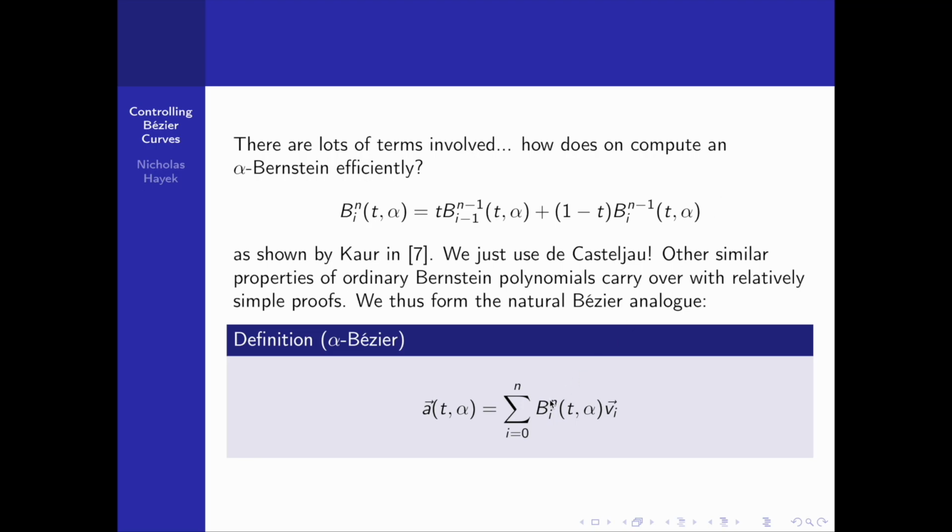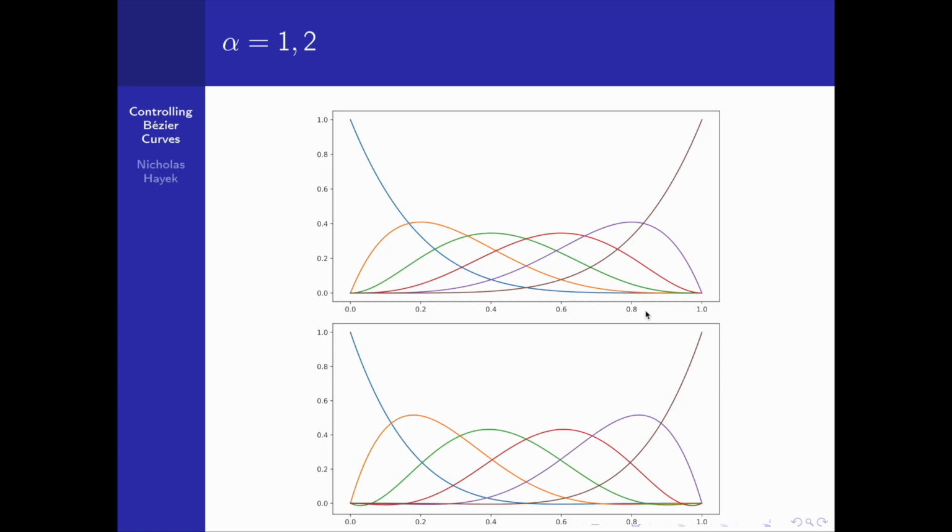And similarly, when we define an alpha Bezier as just the sum of these with their control points, just as before, we use de Casteljau. And so now we have an analog. This is what these Bernstein polynomials look like for varying alpha values.